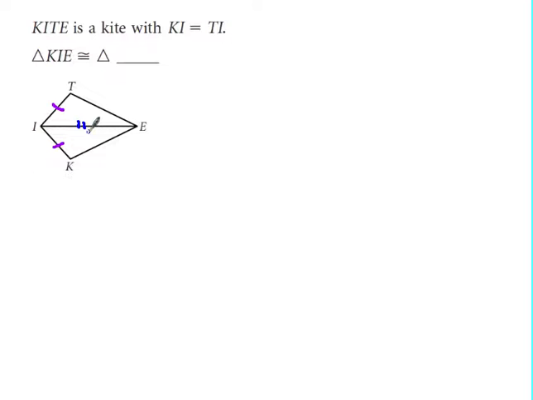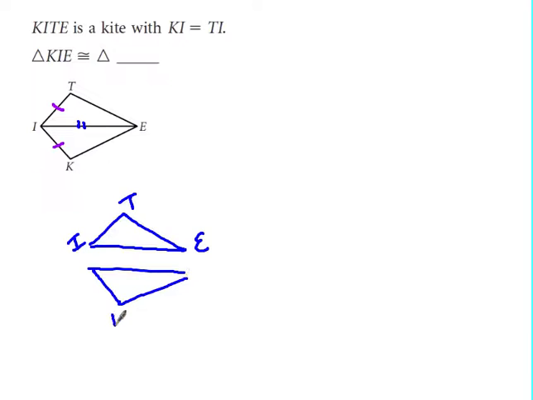Now for those of you that are struggling to see that, if I draw two separate triangles here, ITE, and I draw another triangle here, KIE. Okay, that IE has to be the same. It's the same length because it's the same segment. That's why we mark that the same. Okay, I also know that KI is congruent to IT. Do I know anything else?